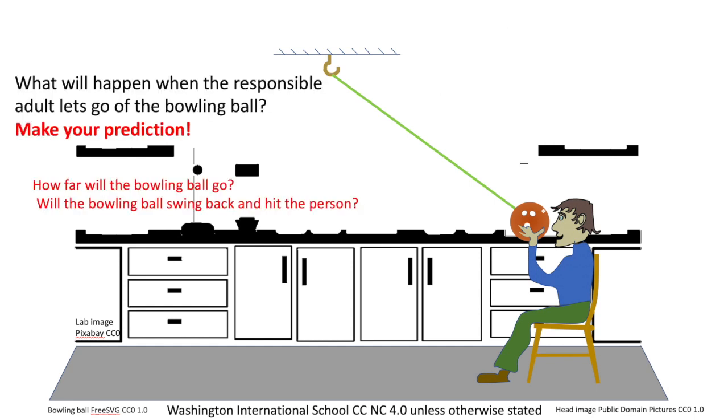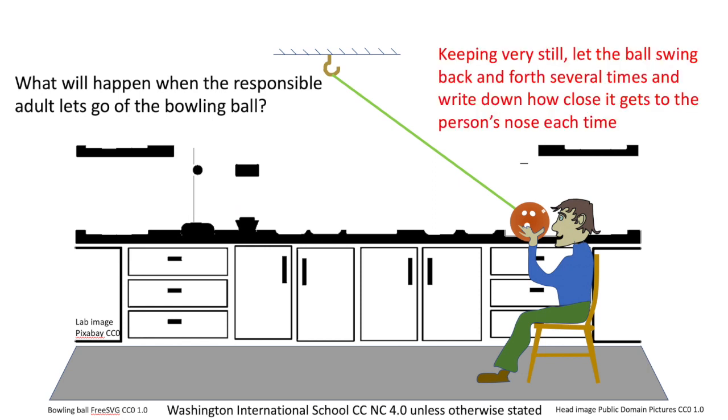freely. And so what happens when the responsible adult lets go of the bowling ball? Pause the video to make your prediction and include in that how far will the bowling ball go, and will the bowling ball swing back and hit the person? So, keeping very still, let the ball swing back and forth several times, and as you observe it, write down how close it gets to the person's nose each time.